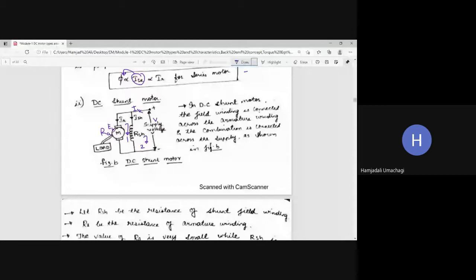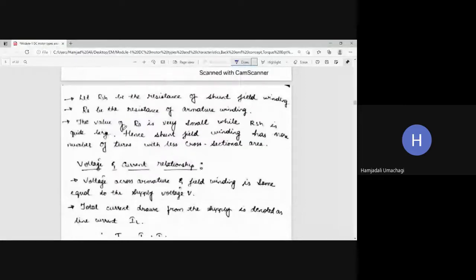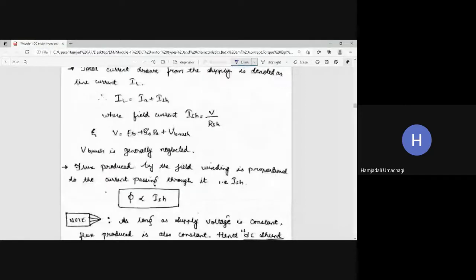IaRa drop plus the drop because of the V brush. So, the drop because of the brushes. This is the brush. This brush will have certain resistance. So I can say that V is equal to back EMF EB plus IaRa drop plus V brush. So this is the voltage equation for a DC shunt motor. That is, V is equal to EB plus IaRa plus V brush. If V brush is small, this can be neglected. V brush is generally neglected.